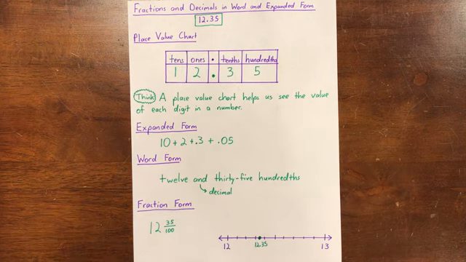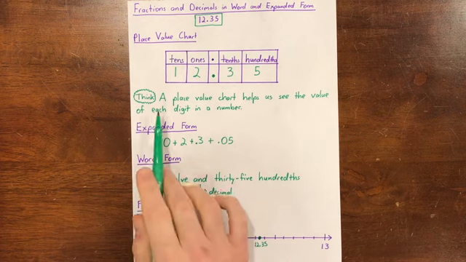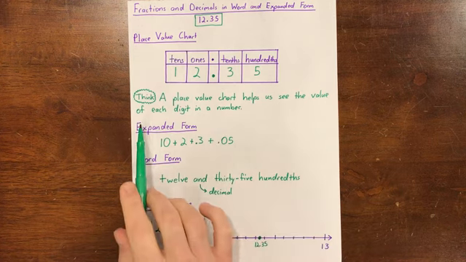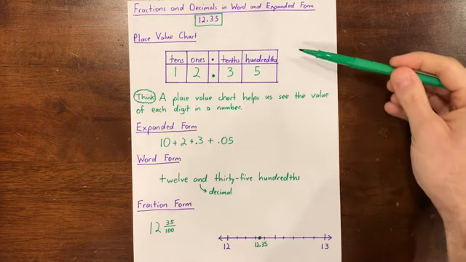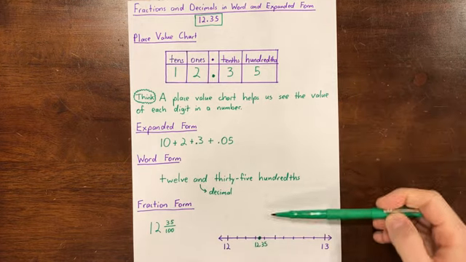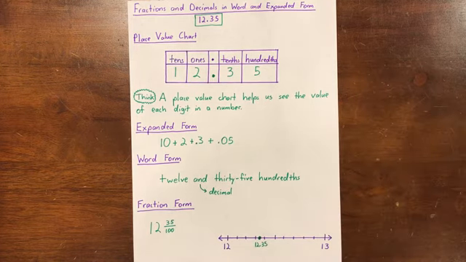So, as you're working today, remember, a place value chart helps us see the value of each digit in a number. It's a useful first step as you're working between different forms of decimals and fractions.